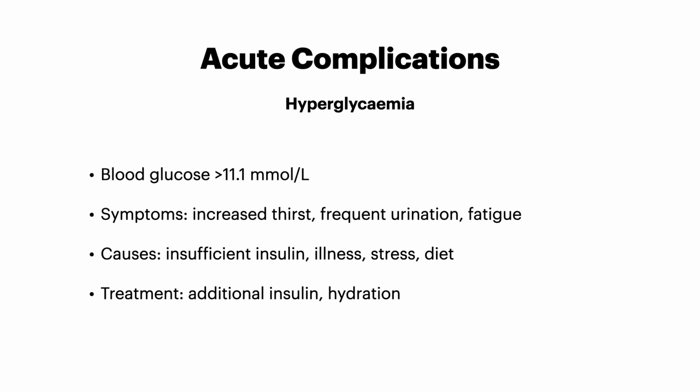The second complication we'll look at is hyperglycemia. This is when blood glucose is over 11.1 millimoles per liter. However, I have seen them much higher in practice. Symptoms include thirst, frequent urination, and fatigue. Hyperglycemia can often be caused by insufficient or poor insulin management, illness, stress, and sometimes diet. To treat hyperglycemia, patients will require adjusting doses of insulin and adequate hydration.